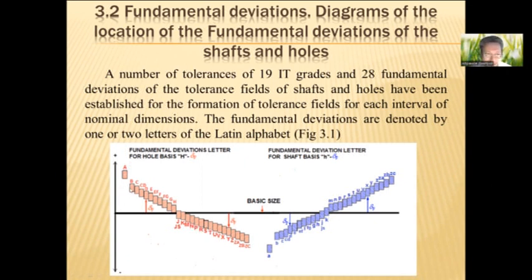You can see it's A, B, C, CD, D, E, F, FG, G. For hole, we use big letters, and for shaft, we use small letters. Fundamental deviation letters for holes, basis H, and fundamental deviation letters for shafts, small h. We use small letters.